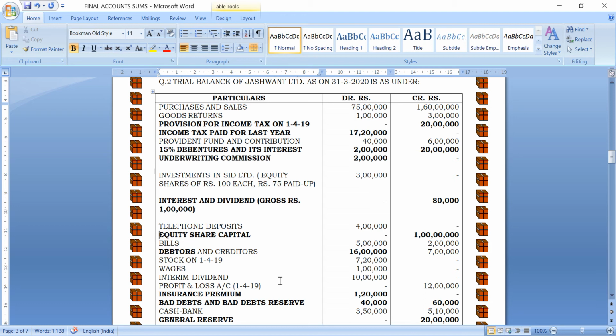Later on, when we will deal with the adjustments, at that time we will refer to the entries, and accordingly we will give effect in schedule number 1B. Okay, so that is pending, and we are moving to the next entry, provident fund and contribution. Debit column contribution, credit column provident fund. Provident fund appears in schedule 4D, 6 lakh.